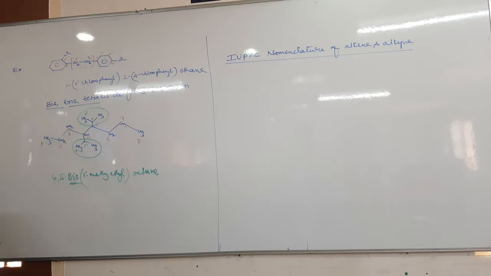3. If molecule contains 2 or more double bonds or triple bonds, then terminal A should be added to root word.